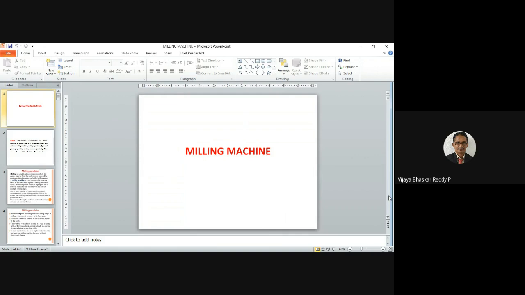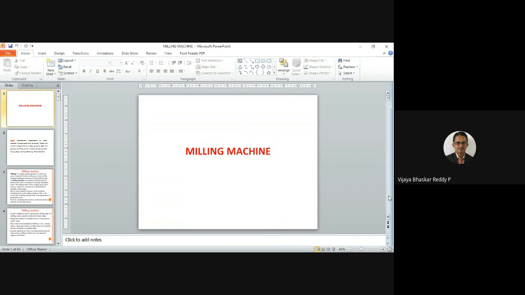The revolving cutter is held on a spindle, which we can call an arbor, and the work is clamped on the machine table and fed past the cutter. The teeth of the cutter remove the metal as chips from the surface of the work to produce the desired shape. So it has acquired an indispensable position in modern production.